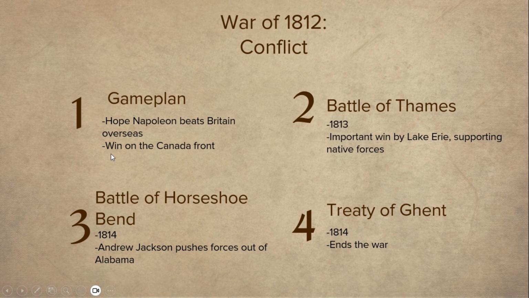Now moving on to the actual conflicts, let's just breeze through this. The game plan here was just that Napoleon and the French forces beat Britain overseas, so they just wiped them out on the Eastern Hemisphere, and then the American forces beat Britain on their Canadian front, because Britain was coming in from Canada and moving into America to stop their own conflict with the Americans.